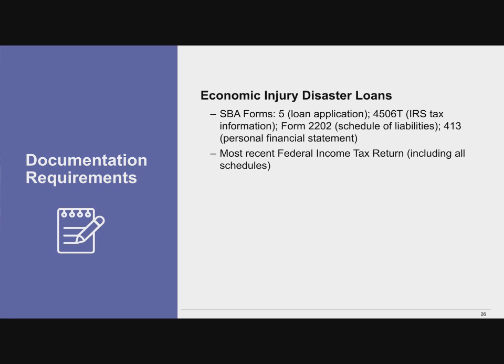SBA forms. There'll be the loan application itself, and we've made some of these forms items that will come up later. So when you go onto the SBA website to get an EIDL loan, it's about a 15 to 20 minute process now. The loan application is key. The 4506 is key. The liabilities, they have now put that in a form and incorporated that into the application, so the application form is a little bit shorter. It's a lot easier to use.